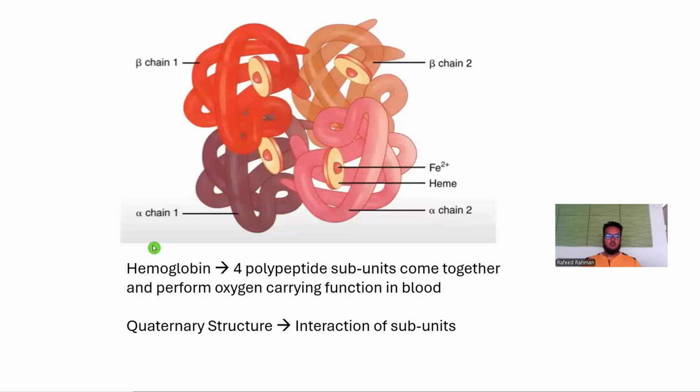For example, one of my favorite proteins is hemoglobin. Hemoglobin is a protein that carries oxygen in our blood, right? So it's very crucial for our human body. It is made up of 4 polypeptide subunits. They come together and then they perform the oxygen carrying function in the blood. So that is called quaternary structure. These are the 4 fundamental structures of protein: primary, secondary, tertiary, and quaternary.